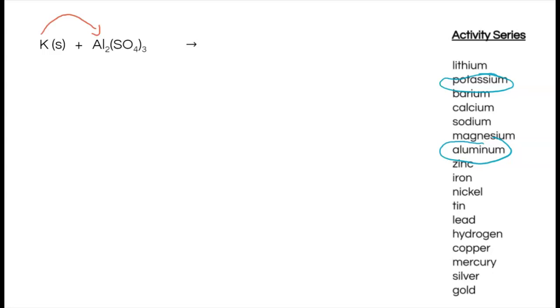And so what I'm going to do is write out down here all the ionic forms of each element. So potassium, I've got aluminum, and I've got this sulfate ion, SO4. And now I'm going to write out all their charges.